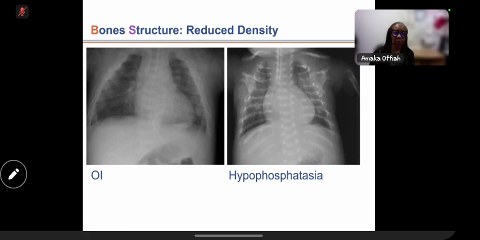Reduced densities, probably what we're more familiar with in osteogenesis imperfecta. When the child is born, they may have broad ribs, as in this example, because of multiple healing fractures that coalesce and give you broad ribs, or you may have slender ribs with beading, slender ribs with focal areas of increased callus that's called beading.